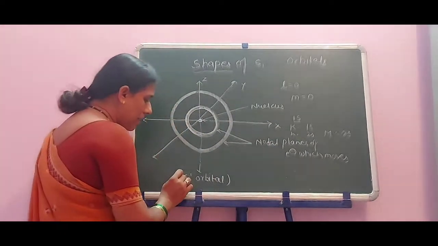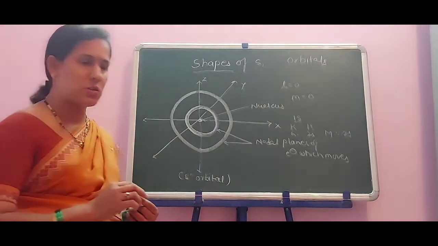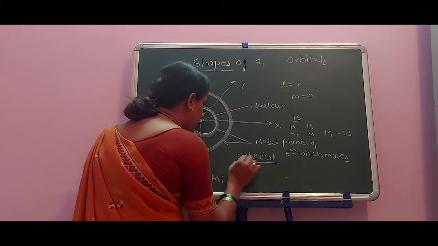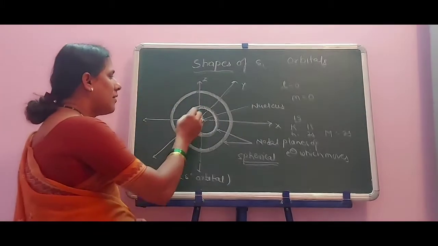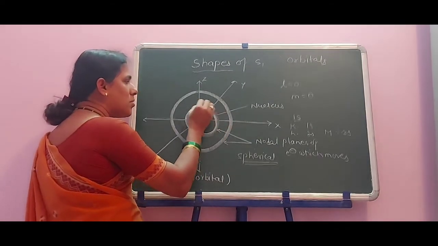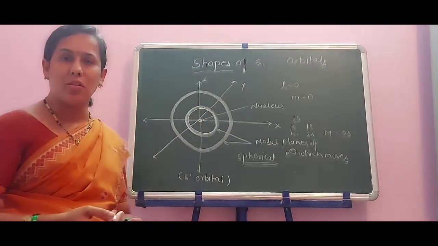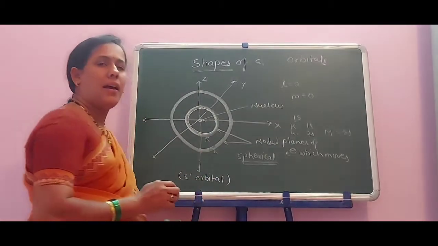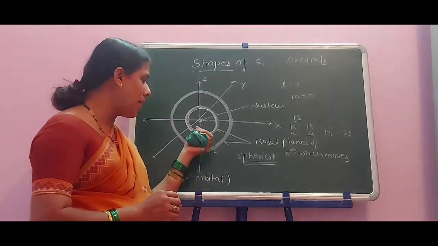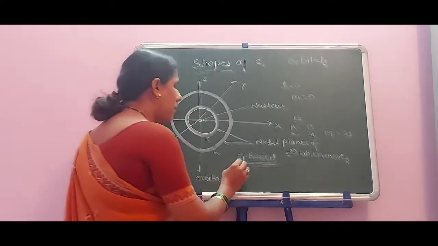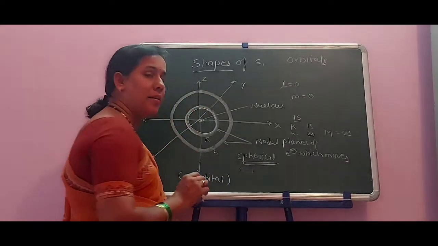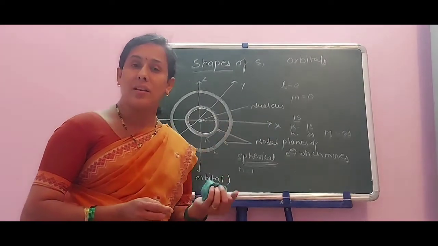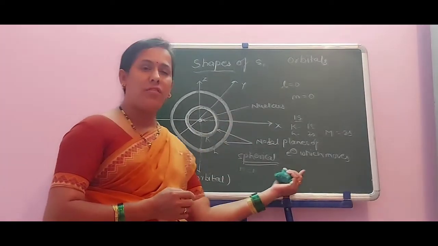The s orbital stands for spherical. The circular orbits around the nucleus are called stationary orbits, which are denoted by the capital letters K, L, M and N. Therefore, according to the principal quantum number, when n is equal to 1, the number of electrons in that particular shell is a specific number.